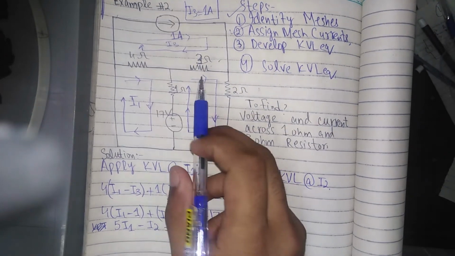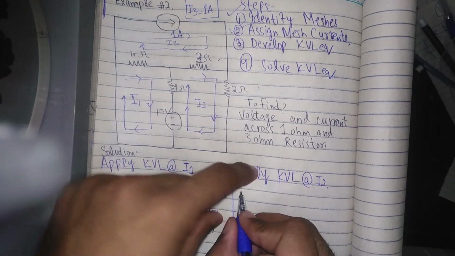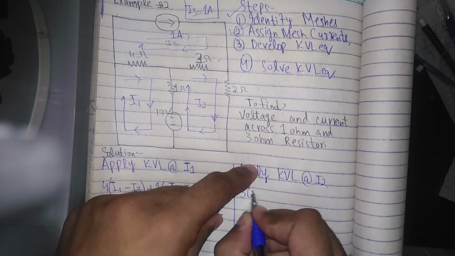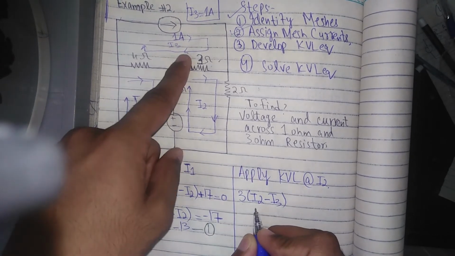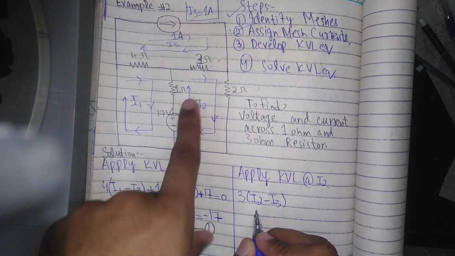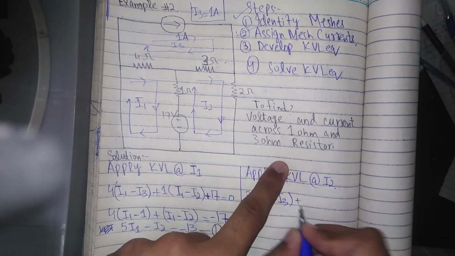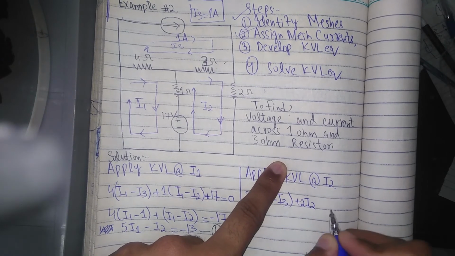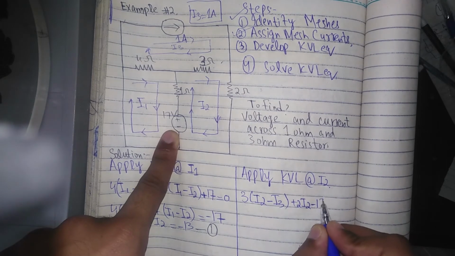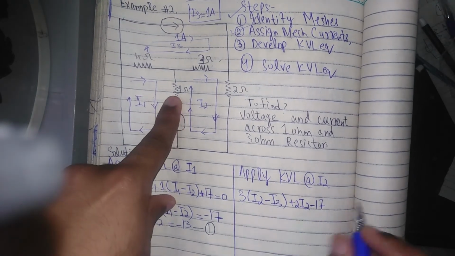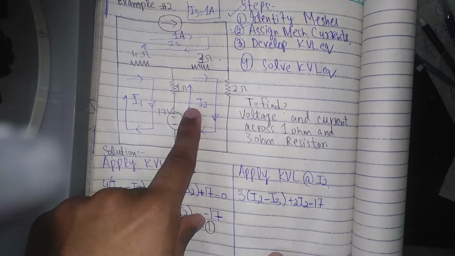We will start from here. Here are the two currents flowing, I2 and I3. So we will write it as 3 into I2 minus I3, negative, because the current flowing in I3 is in the opposite direction compared to I2. So here 2I2. It will start from a negative sign. We will write minus 17 plus, here two currents flow, I2 and I1. Now currently we are in loop I2.